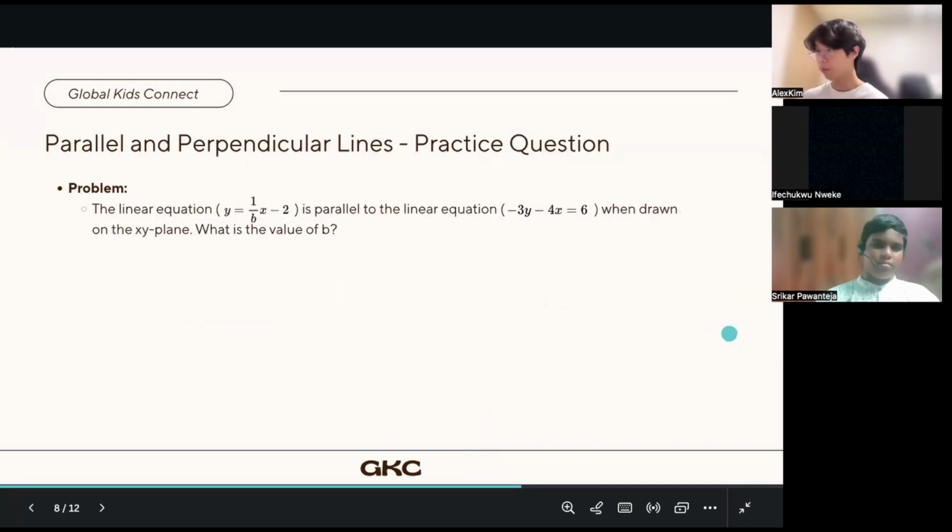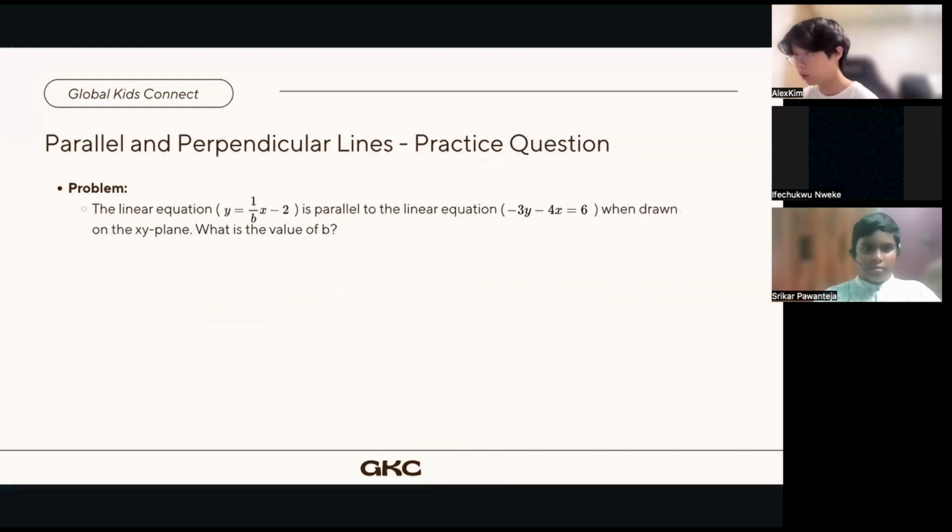We have another practice question, this one related to parallel lines. The linear equation y equals 1 over b x minus 2 is parallel to the linear equation -3y - 4x equals 6 when drawn on the xy plane. What is the value of b?